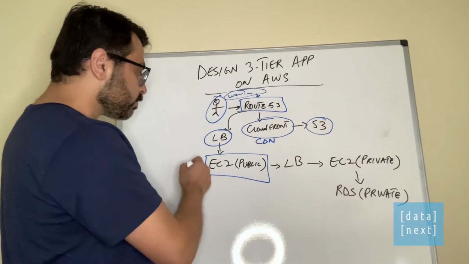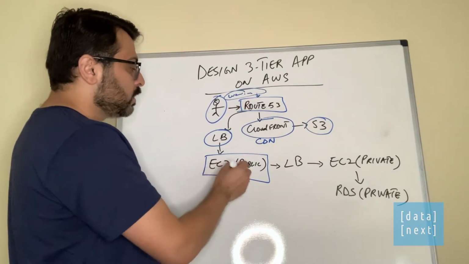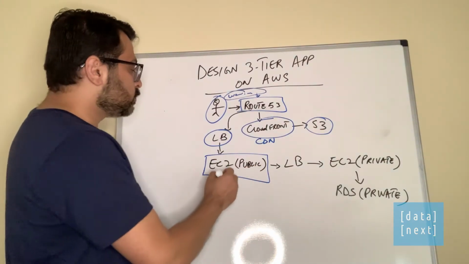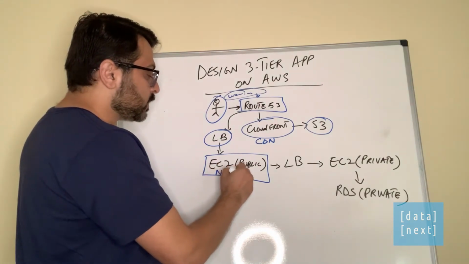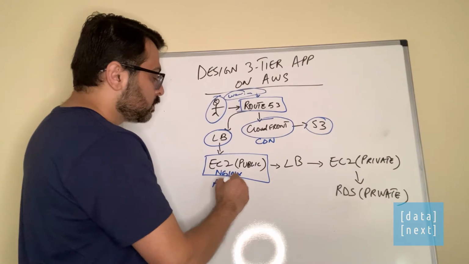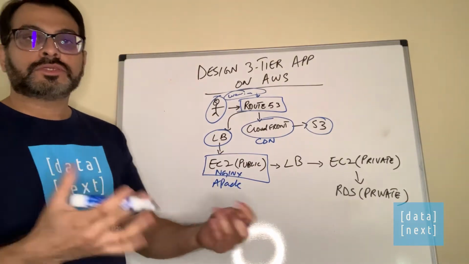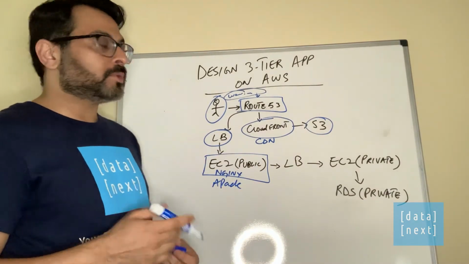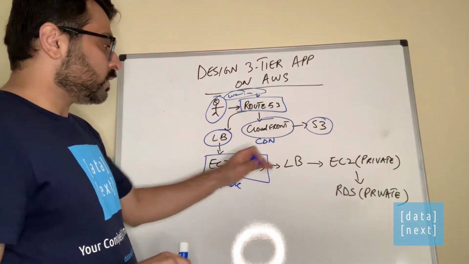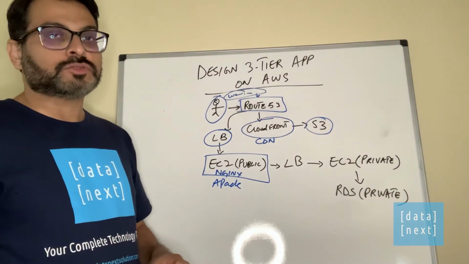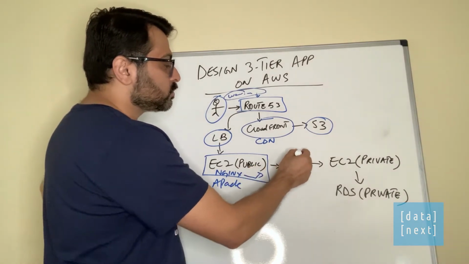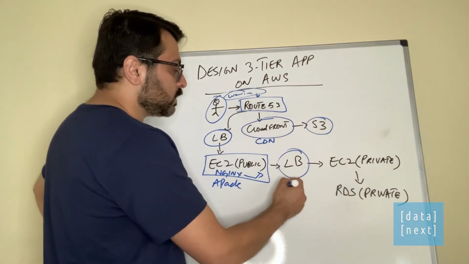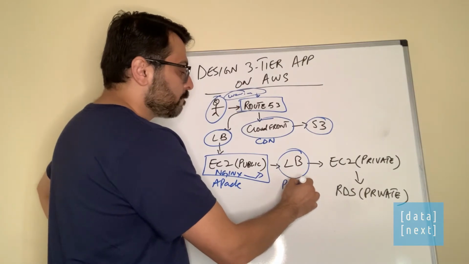EC2, for example, EC2 running in your public domain could be running an Nginx server or Apache. Its only responsibility is to take the traffic in from the client and then redirect to wherever the actual request is. So Nginx, for example, will redirect this to another load balancer, which is running in a private subnet.